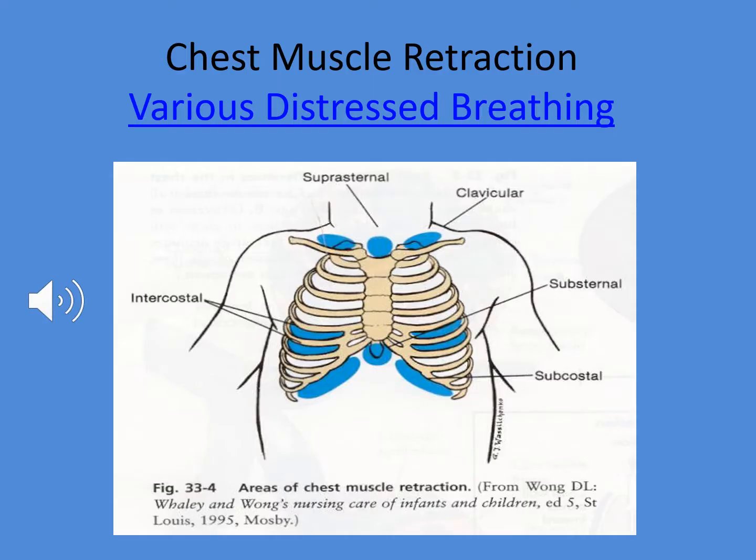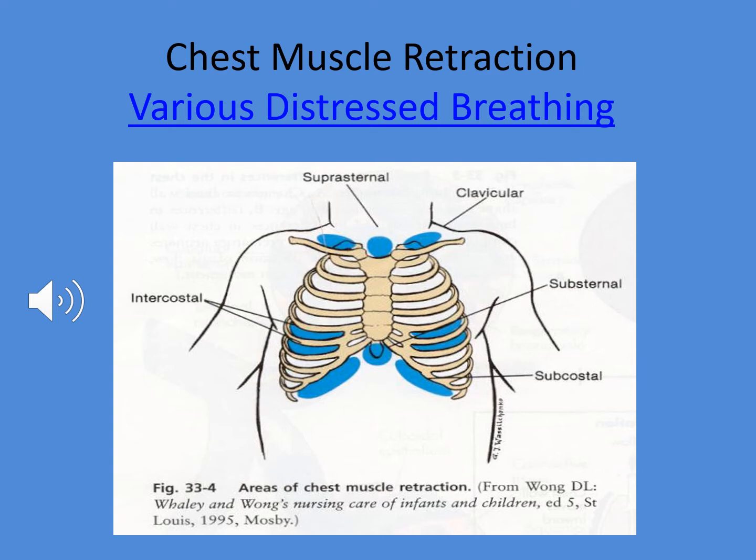So I mentioned before that kids, or younger kids, often will have retractions. We tend to see retractions in infants, toddlers, and maybe some preschool and maybe early school age. It just depends on how severe. You tend to see it more so with infants and toddlers when they get into some respiratory distress. And in the picture that's on your slide, it's showing you 5 different areas where you can typically see retractions. And that could be intercostal, suprasternal, clavicular, substernal, or subcostal.